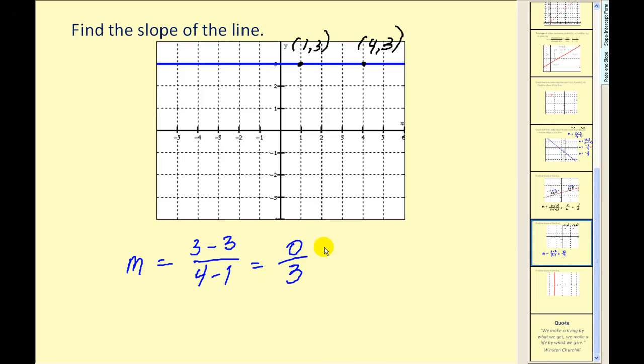Now, is this 0 or is this undefined? Well, a quick easy way to test it would be to take 0 and divide it by 3 and say, what times 3 gives you 0? Well, 0 times 3 gives you 0, so it actually works out. So our slope is 0, and in fact, any horizontal line has a slope of 0.